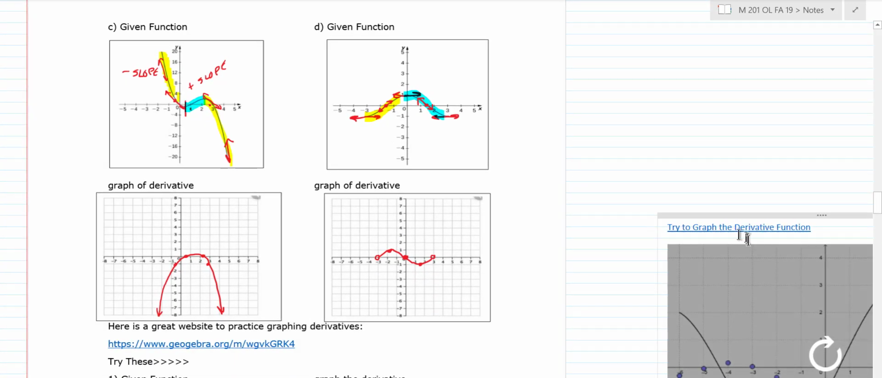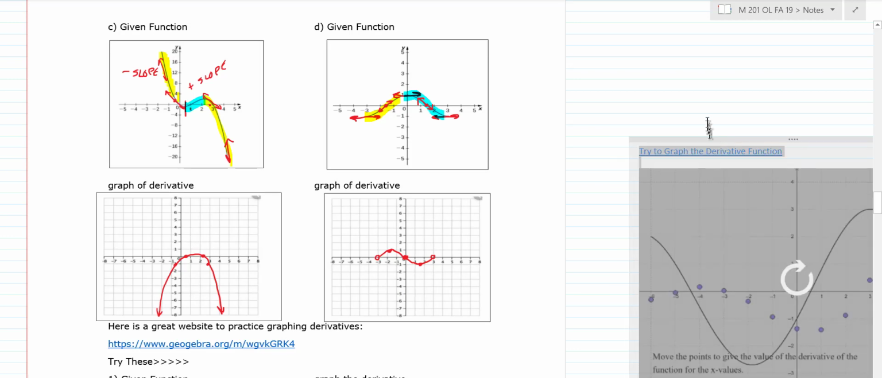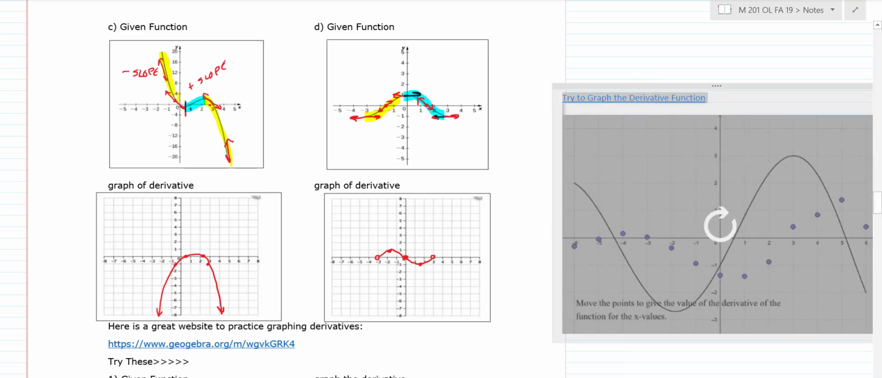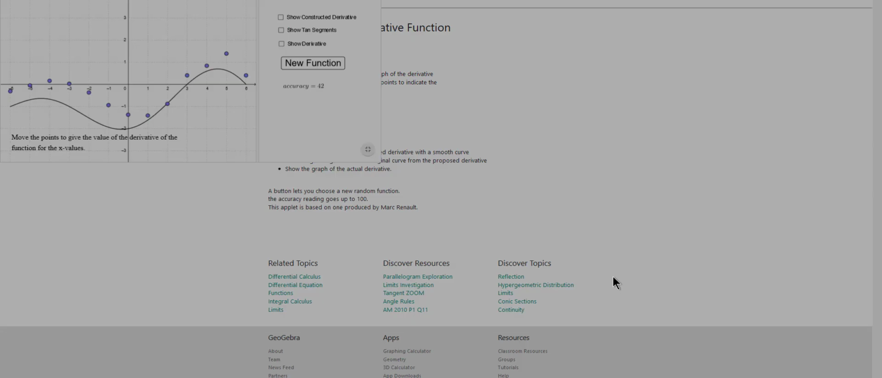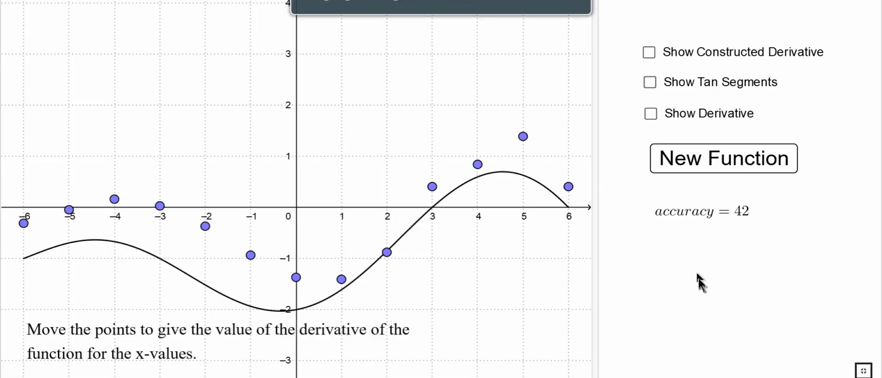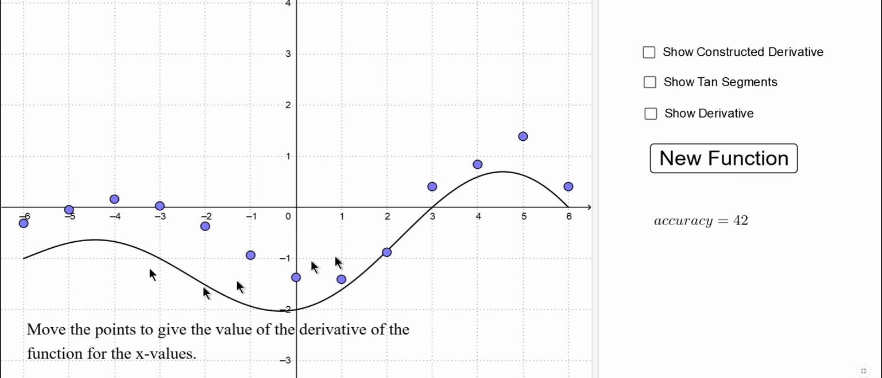Now, there's a great website, and I'll post this for you guys, or you can just copy it on here, and this is a really good thing to spend a little bit of time with. So in this particular applet, which I think is a GeoGebra applet, you're given a function. And you can move these dots to graph the derivative. So let me show you kind of how I would do this.